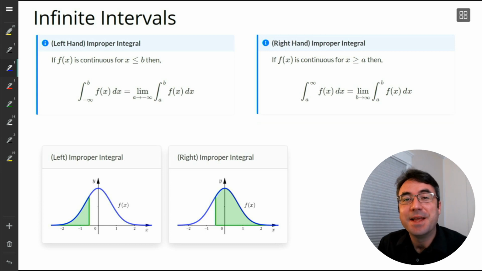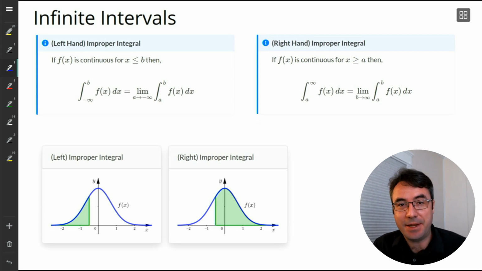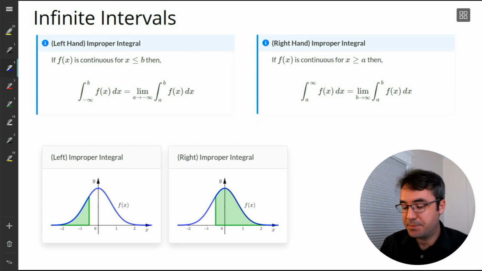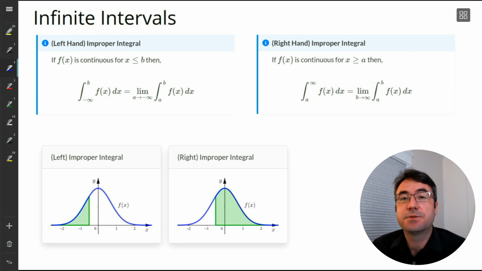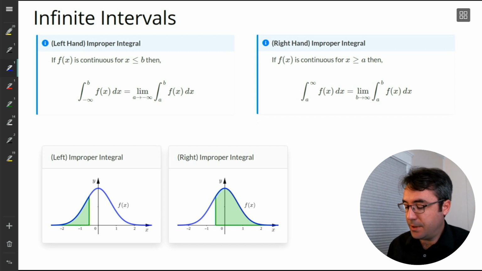All right, welcome everyone. Today we're going to continue talking about improper integrals, and specifically we're going to look at a few other cases where we have an infinite interval that we're trying to integrate over. So what did we do last time?